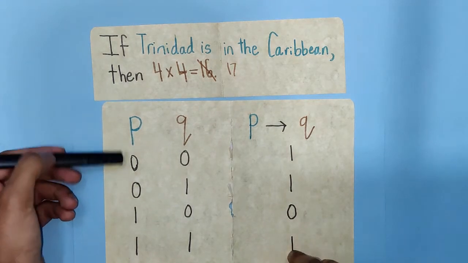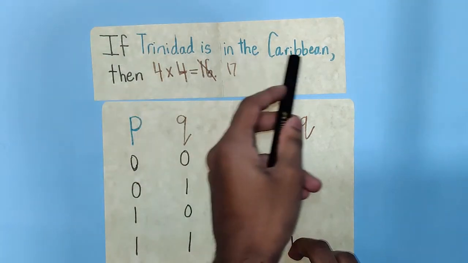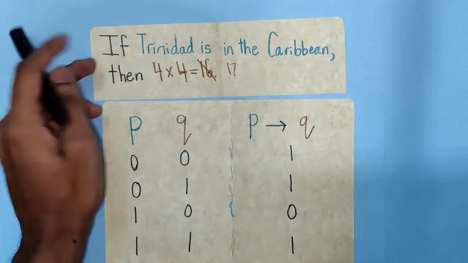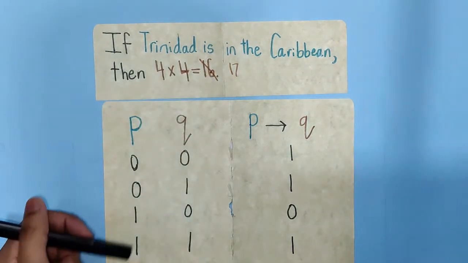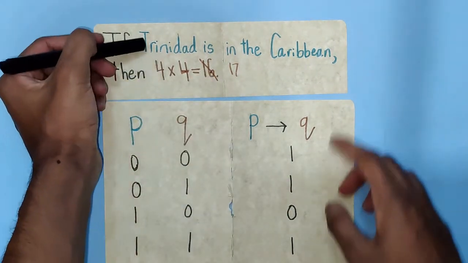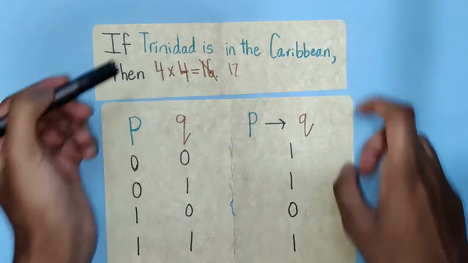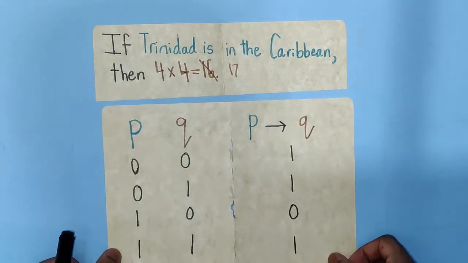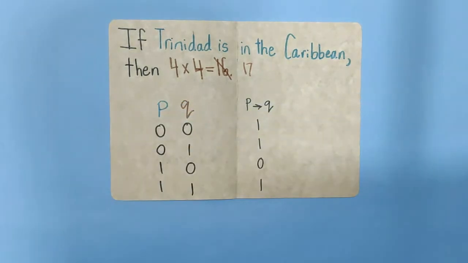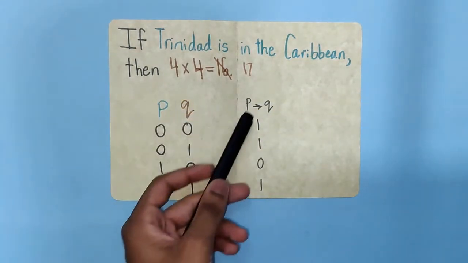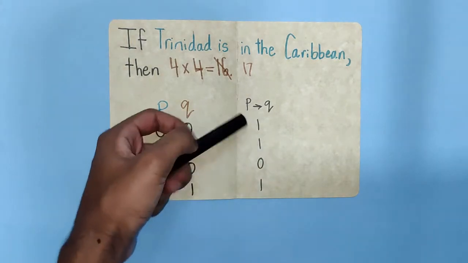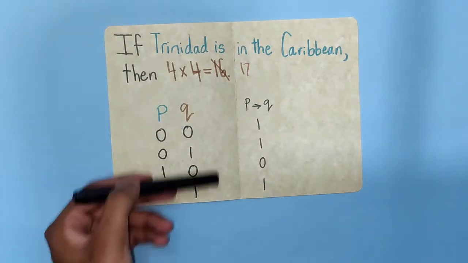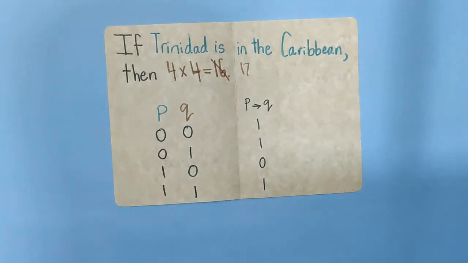Any other combination, like up here, say Trinidad was not in the Caribbean, or this proposition was Trinidad is in the Philippines, then 4 by 4 equals 16, it would still be true because this is false, but this is true. But as seen in the truth table, even when that happens, you have a truth value of 1. So, just like before, this is the truth table for P implies Q. And 1, 1, 0, 1, when this is how the P and Q inputs are arranged, will always be the standard for P implies Q.